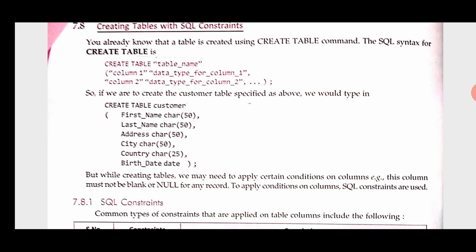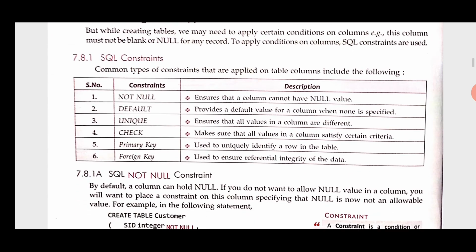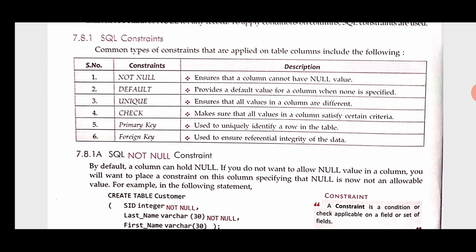Now see, the same we can do with the help of constraints also. In SQL, there are 6 common types of constraints. A constraint is a condition or check applicable on a field or set of fields. First one is the SQL NOT NULL constraint. It ensures that a column cannot have null values.